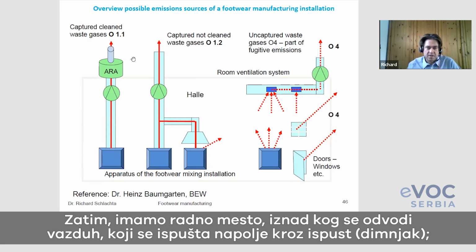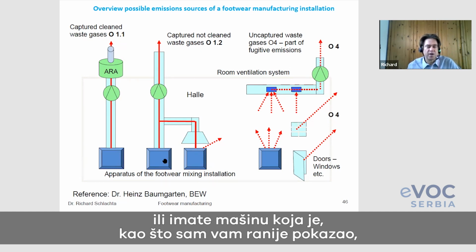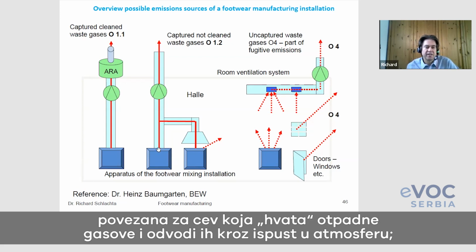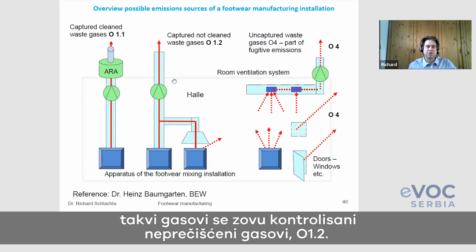Then we have a situation where you have a working place, and the air is extracted and discharged outside by a stack, or you have a machine, as I showed you before in the picture, that is connected to an extraction tube, and that is then discharged to the atmosphere. So we call this captured, not cleaned waste gases, or O1.2.